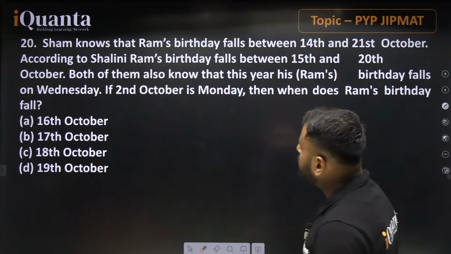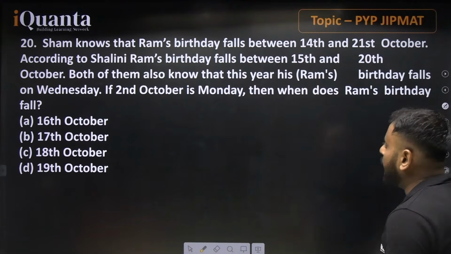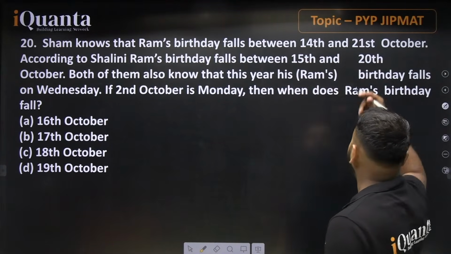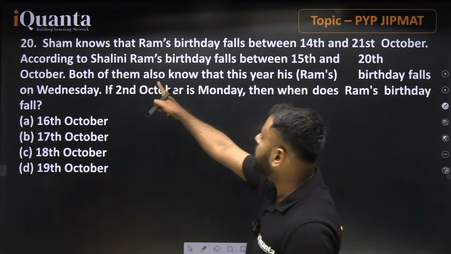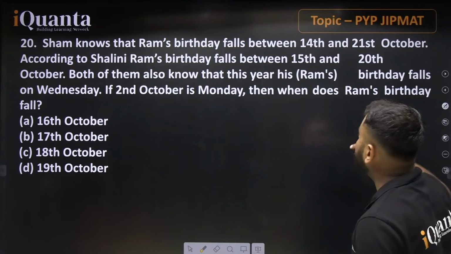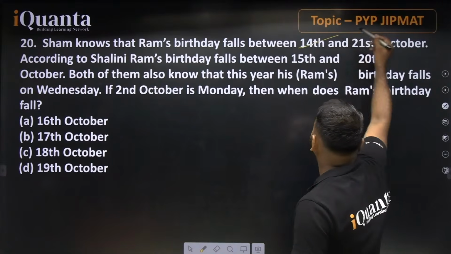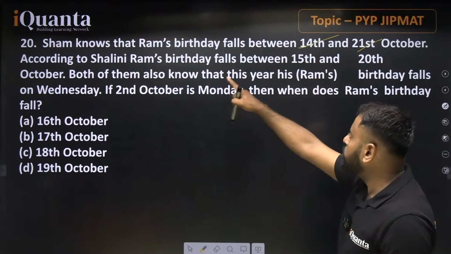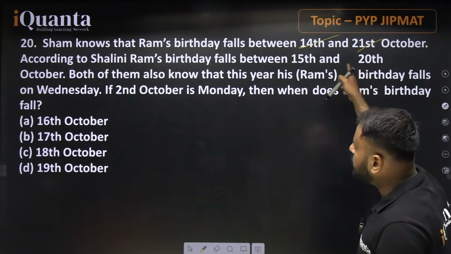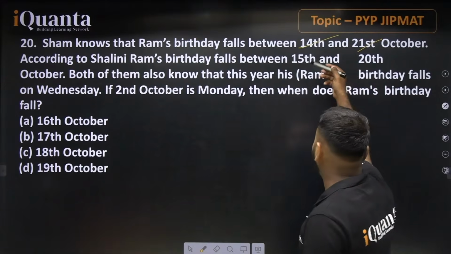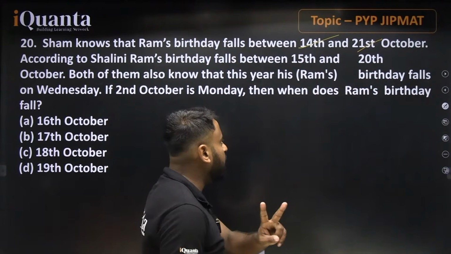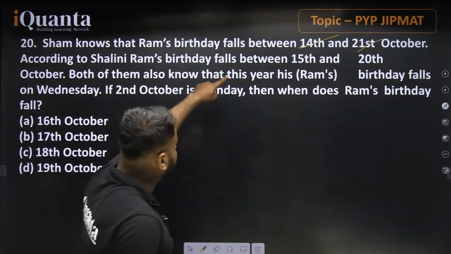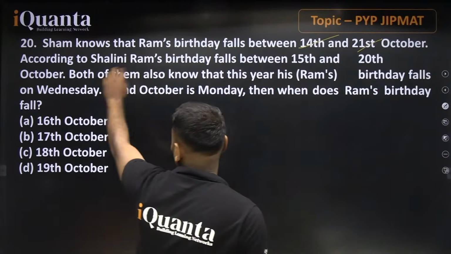Sham knows that Ram's birthday falls between 14th and 21st October. Beta, calendar, one of the good questions. According to Shalini, Ram's birthday falls between 15th and 20th. So this statement is null and void because Sham knows that Ram's birthday falls between 14th and 21st, but Shalini has more accurate information, which eliminates the rest of the possibilities, the rest of the 2 days. So between 15th and 20th, right? Both of them also know that this year Ram's birthday falls on Wednesday. All right.